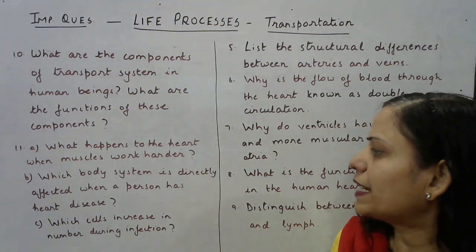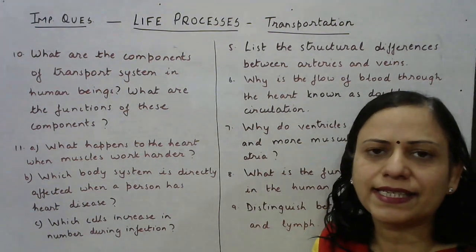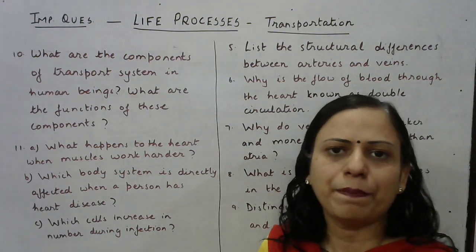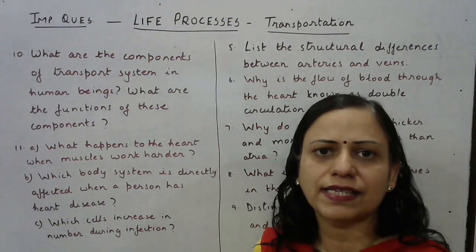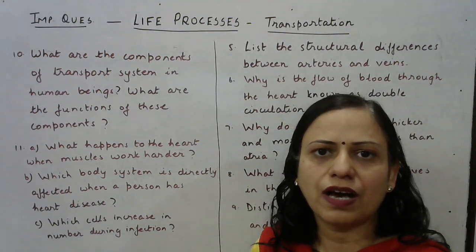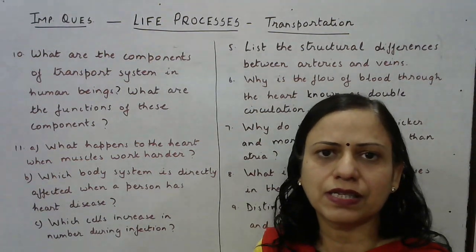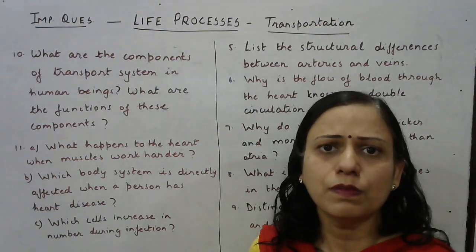Which body system is directly affected when a person has a heart disease? Since the heart is the main pumping organ of our body, it affects the circulatory system the most. So if the heart is affected, our circulatory system is the system that is going to be affected the most.